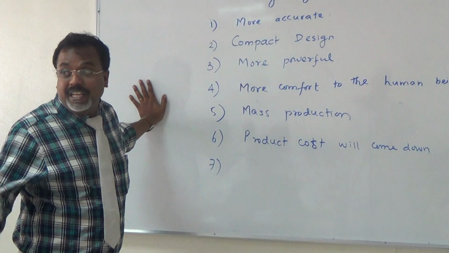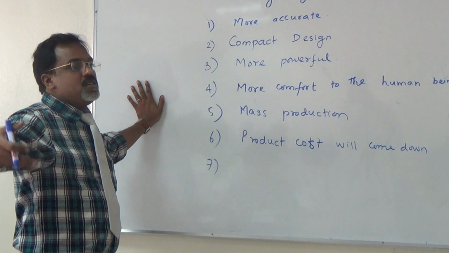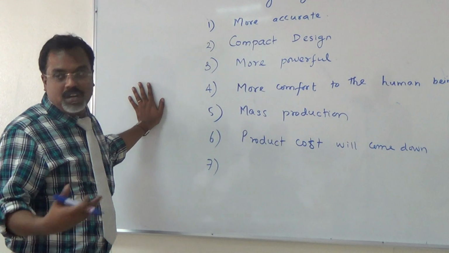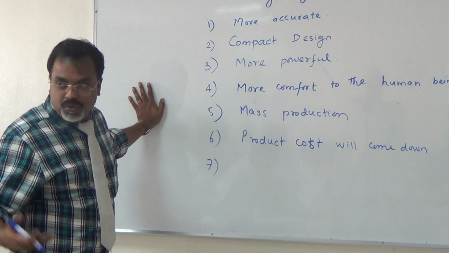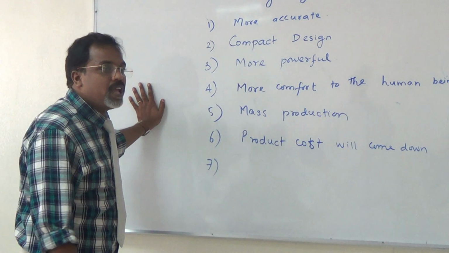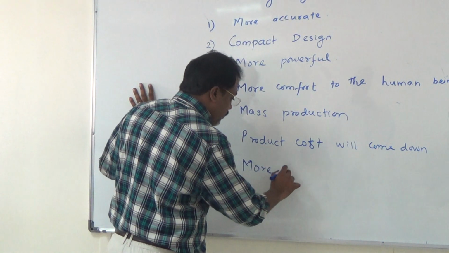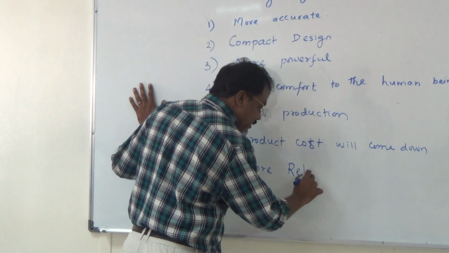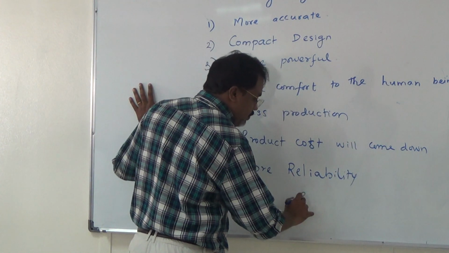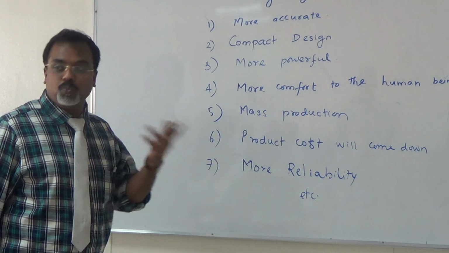More reliability. You will get more reliability. You know reliability? Reliability means you can work on that machine for more than 1 year or 2 years, so there will be a warranty, a guarantee you can give on your product, all those things. So a more reliable product you can make. So you will get more reliability from mechatronic systems or mechatronic products. Okay, so these are some of the points, and not only these points, much more.